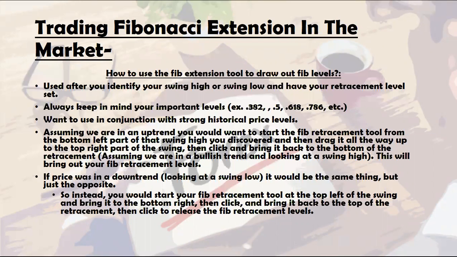If price was in a downtrend, let's say we're looking at a swing low, it would be the same thing but just the opposite. Instead, you would start your fib retracement tool at the top left of the swing and bring it to the bottom right. Then click and bring it back to the top right of the retracement. Then click again and release the fib retracement level. I know there's a lot of words, but we'll go into detail.